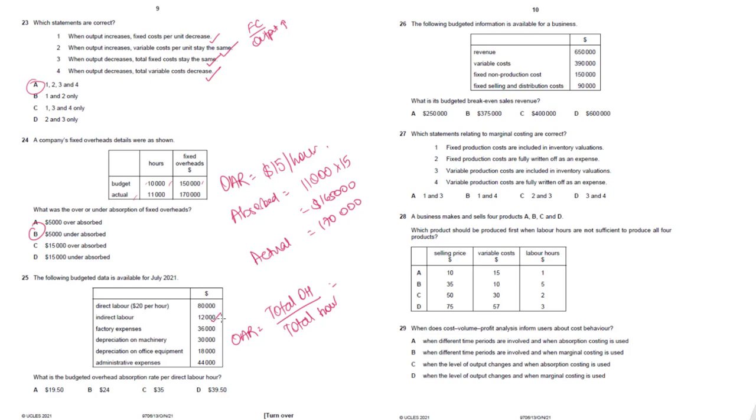Direct labor is not an overhead. Indirect labor, yes. Factory expenses, yes. Depreciation on machine, yes. Depreciation on office equipment and admin expenses, these are not related to factory, so these are not considered. So 78,000 in the numerator, and divided by the total labor hours.